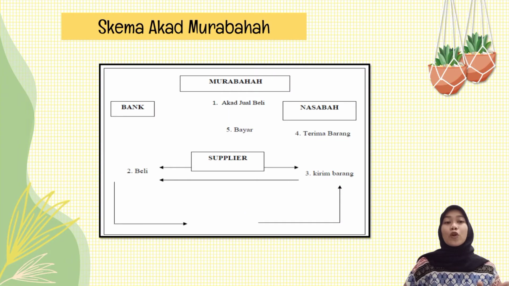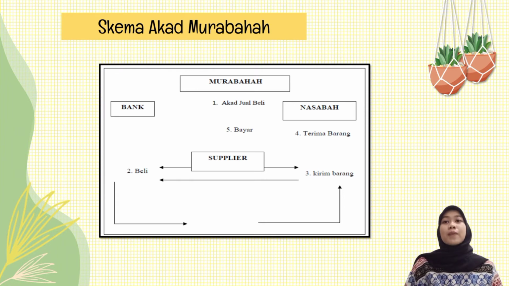The first, murabaha contract scheme. Procedure or scheme for the implementation of the murabaha agreement. Number 1, the bank and the customer enter into a financing contract for the sale and purchase of an item. In this contract, the bank acts as the seller and the customer as the buyer.